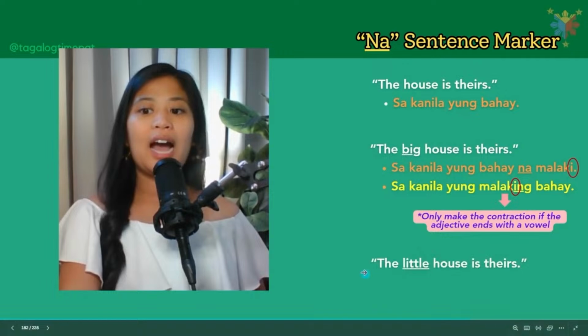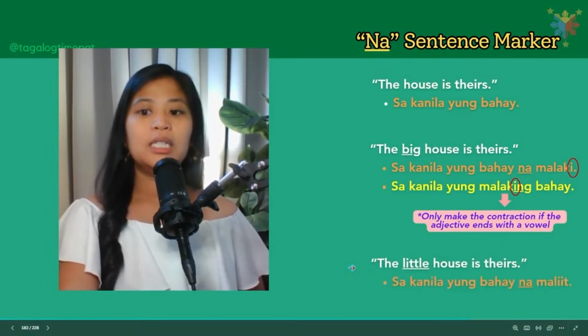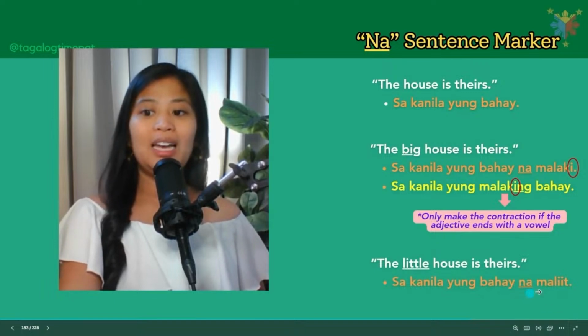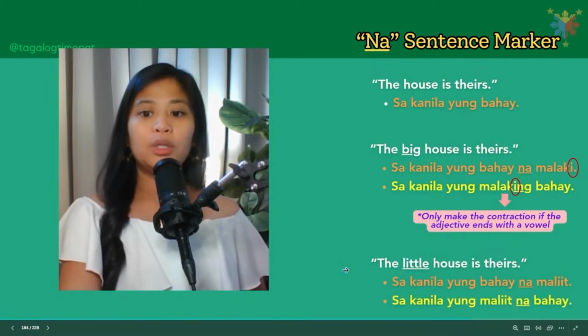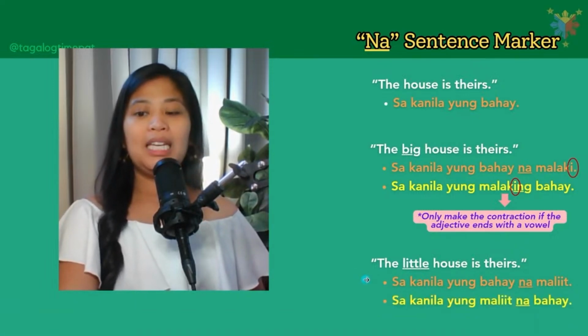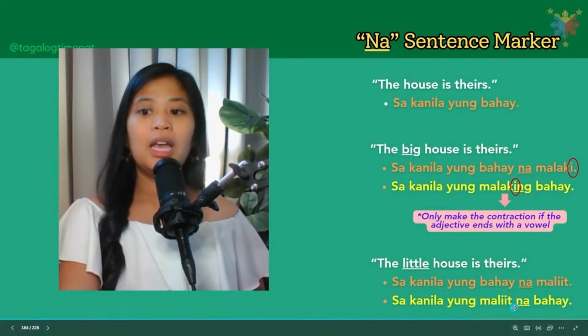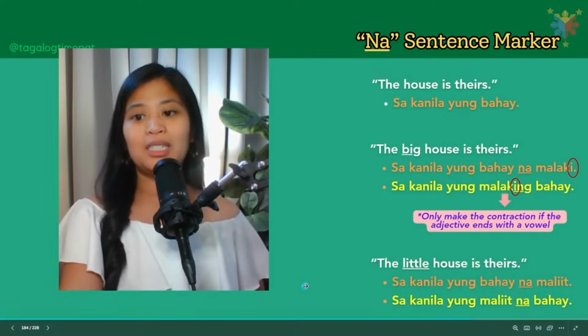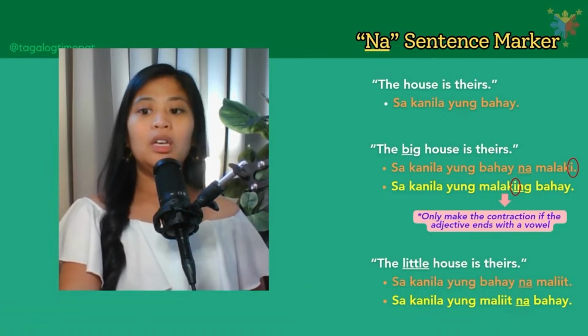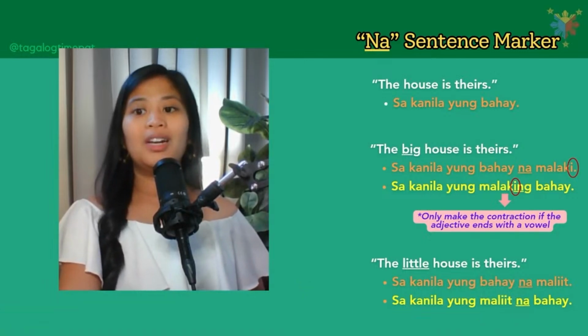Now let's take a look at another example. The little house is theirs. Sa kanila yung bahay na maliit. So there's that sentence marker na, and then the adjective maliit means little. You could also hear sa kanila yung maliit na bahay. So we just switched it. We put the adjective first. And now we don't make the contraction. We don't put it together because it doesn't end with a vowel.